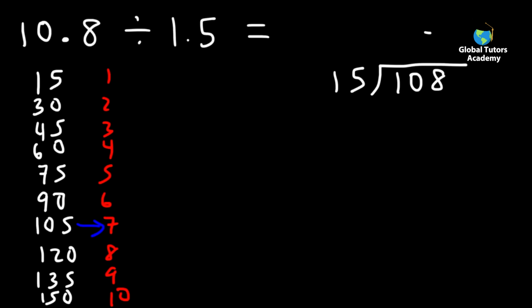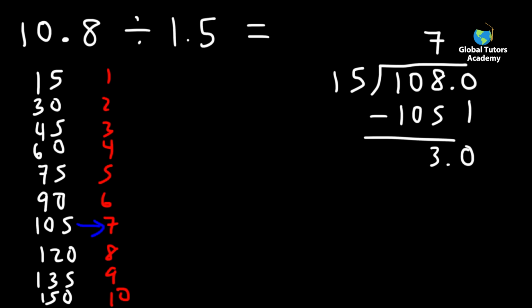So we could say that 15 goes into 108 7 times. 15 times 7 is 105. And the difference between 108 and 105 is 3. Now 15 doesn't go into 3, so we need to add a decimal point and bring down the 0. And here we got to add a decimal point. Now we're going to treat this as if it's 30.